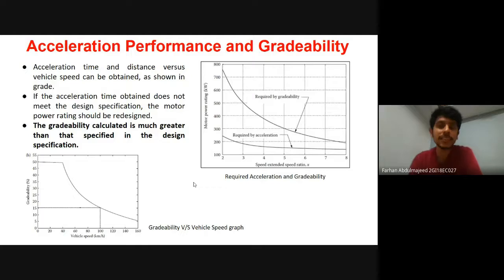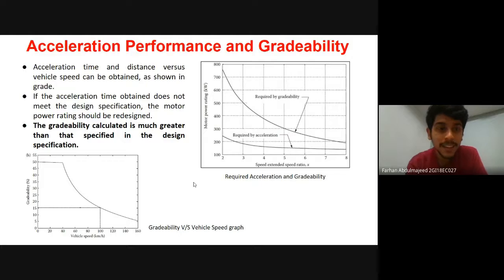So acceleration, performance, and gradability. Our vehicle should meet our acceleration requirements. For example, your vehicle should reach 0 to 100 kilometers per hour in around 3 or 4 seconds. Considering this is an acceleration requirement, if our vehicle doesn't meet these requirements, then we have to go on recalculating everything, that is our gear ratio, then weight and all. We have to do certain adjustments so that our vehicle meets our requirements. It is very important. Otherwise, if it doesn't meet the acceleration requirement, then it cannot carry the load.